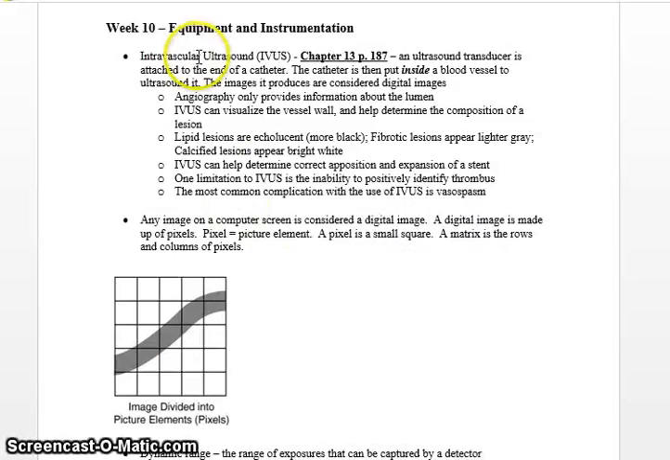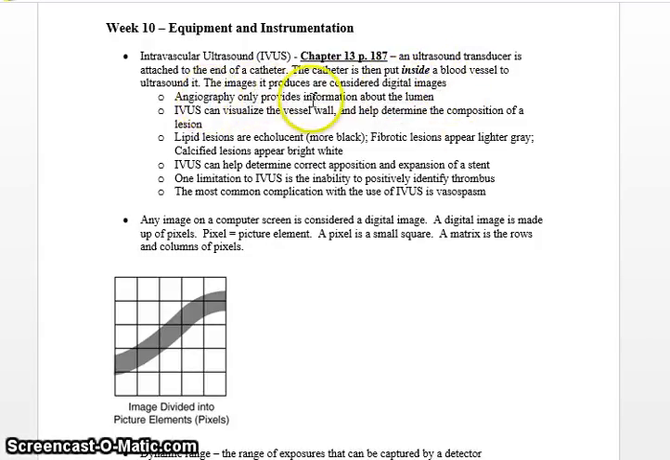Okay, so we start with IVUS. IVUS stands for intravascular ultrasound. And so this is an ultrasound transducer that is attached to the end of a catheter. The catheter is then put inside a blood vessel to ultrasound it, and the images it produces are considered digital images. We'll talk about that in a minute.